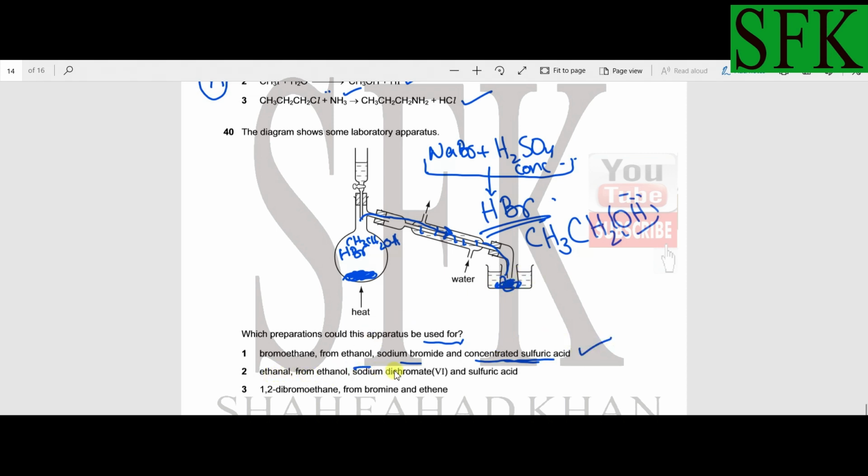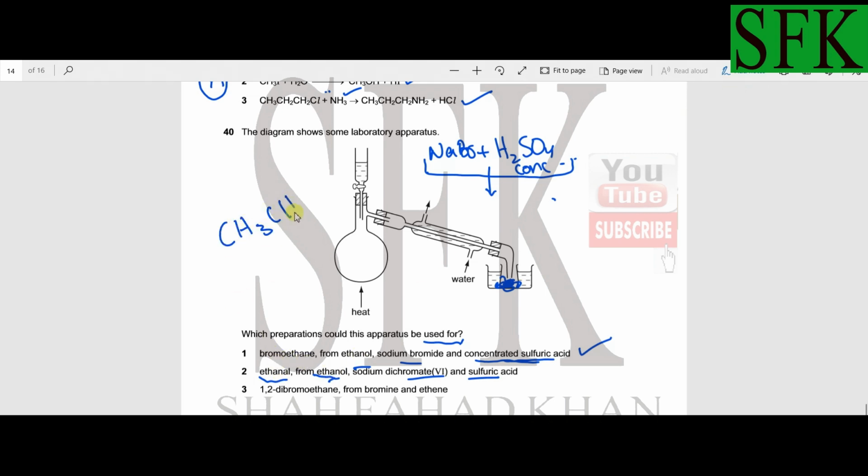What about the second one? Ethanal from ethanol and sodium dichromate and concentrated sulfuric acid. Again, ethanol is, as I told you, a volatile substance, and dichromate is an oxidizing agent. So yes, ethanol will get oxidized to ethanal, CH3CH2OH, it will get oxidized to ethanal, just by heating it with sulfuric acid. Basically, sulfuric acid is added to acidify the dichromate, K2Cr2O7 is acidified.